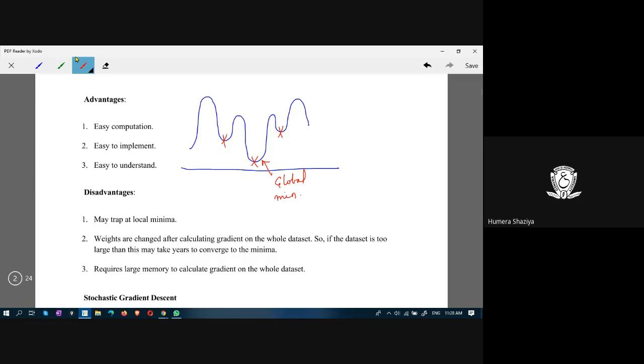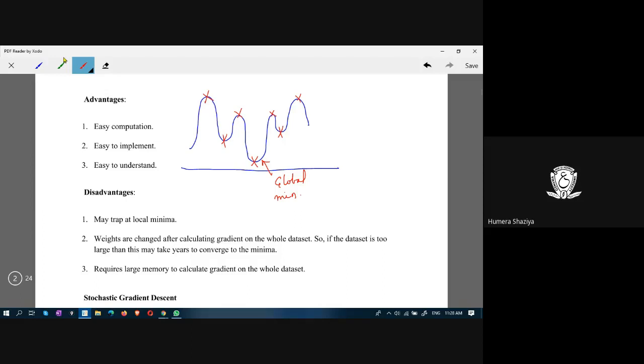These two are known as local minimum because this is the minimum with respect to this point. With respect to this point and this point, this one is minimum. And this one is minimum with respect to this point and this point. And among all the points, this is the minimum.